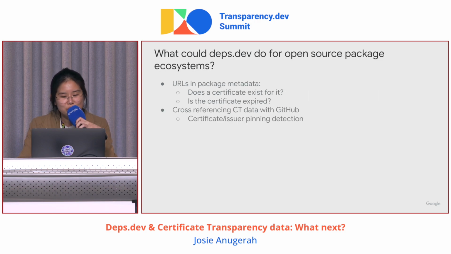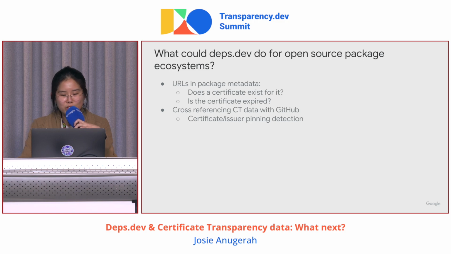For open source package ecosystems, we could use CT data to get insights into the URLs listed in the package metadata. So that could be a homepage or a documentation page. These are often unverified by the registries and are close to being free text fields. So we could check whether a valid certificate exists for that domain and whether that domain is expired. If it is expired, that could be a signal into whether the package is still being maintained.